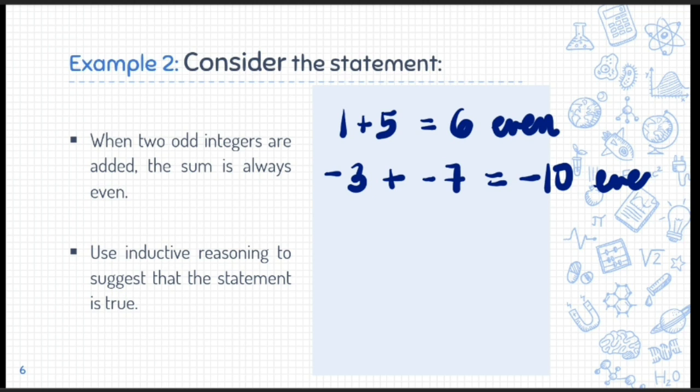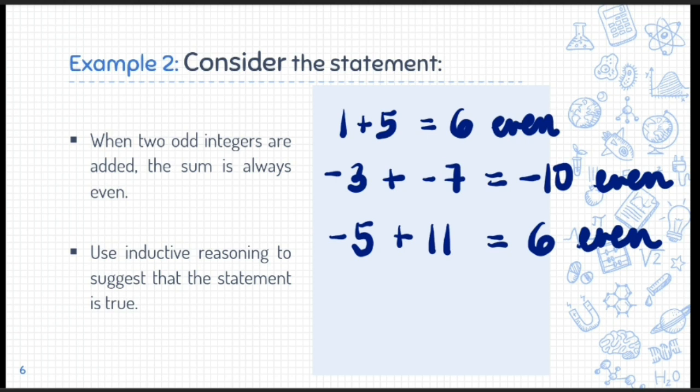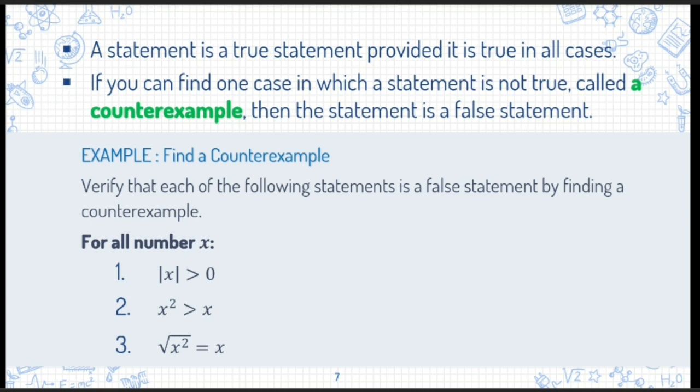How about if they have unlike signs? Negative 5 and positive 11 would give us positive 6, and again, that's even. Then we could make a conjecture that the statement "when two odd integers are added, the sum is always even" is a true statement. A statement is true provided it is true in all cases. If you can find one case in which a statement is not true, we call that one a counterexample, and then the statement is a false statement.